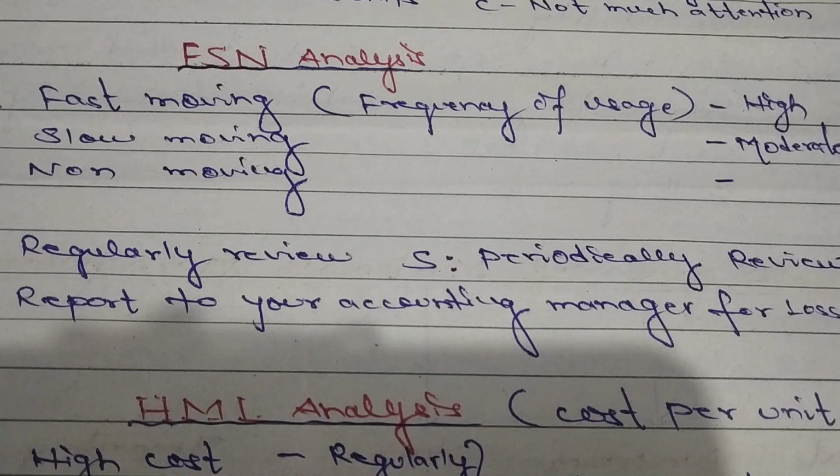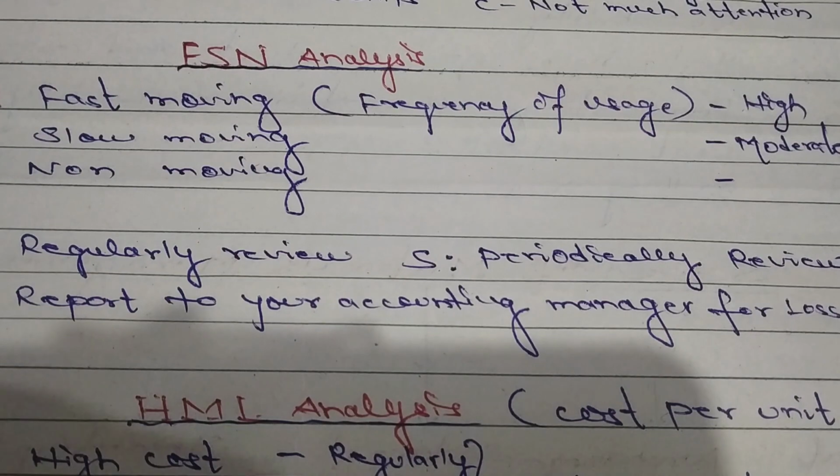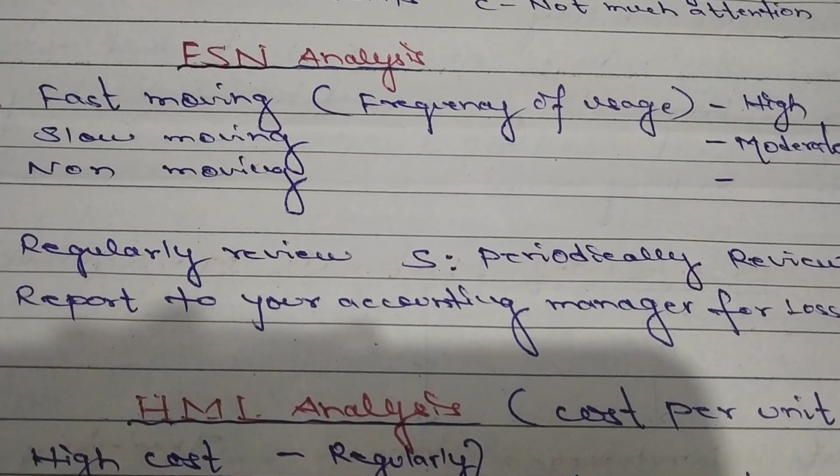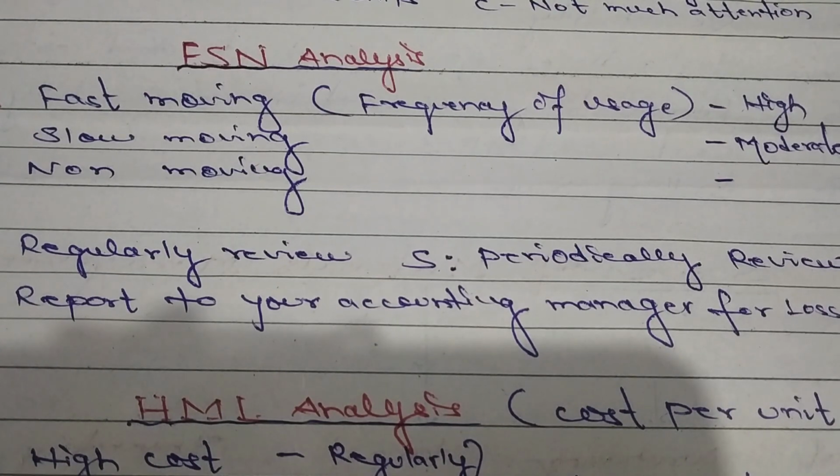FSN, the full form, as you know, is fast moving, slow moving and non moving. This inventory control technique is used on the basis of frequency of usage or turnover. Frequency of usage means which raw material, spare parts or components you are using much. If the frequency is very high, then it is called fast moving.